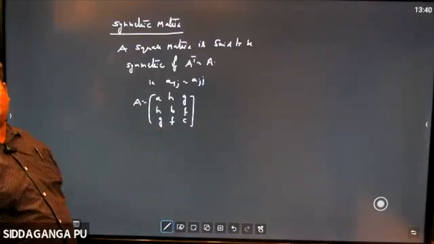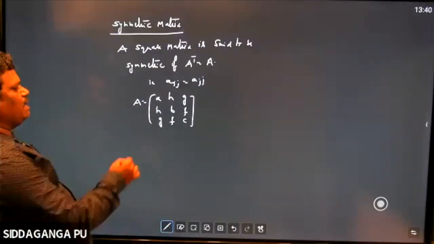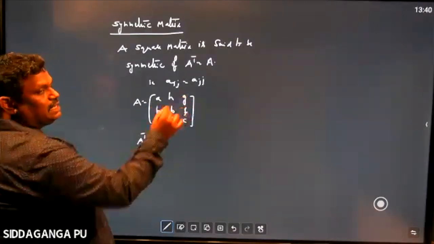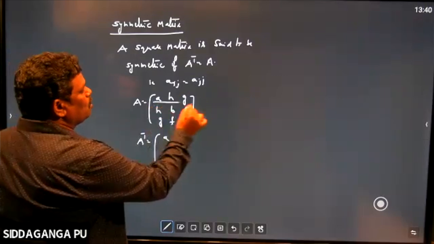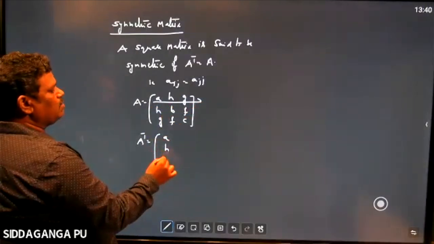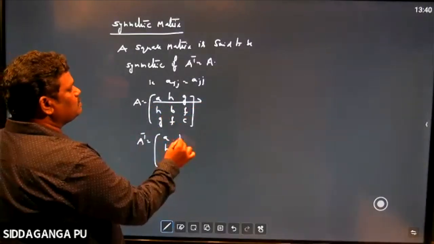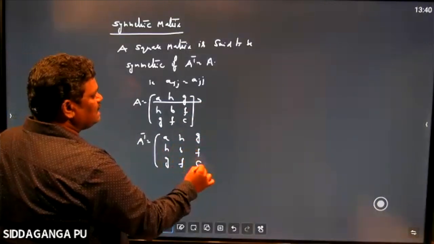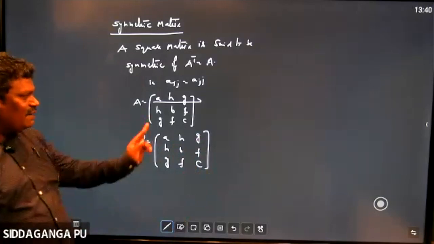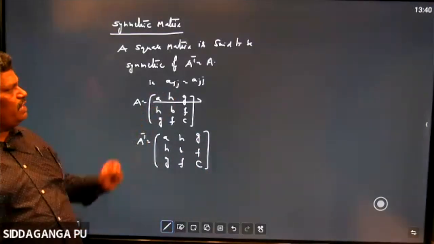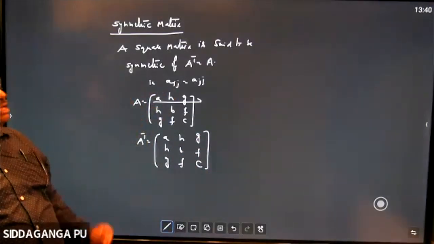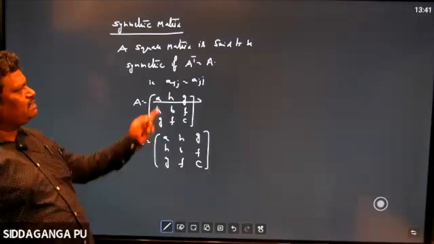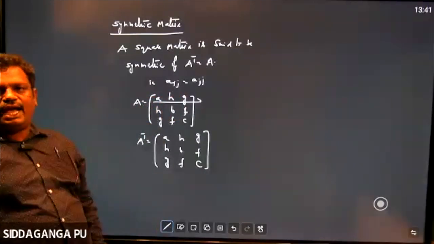Now if we apply the transpose of this matrix, we get the same matrix. A transpose is obtained by interchanging rows into columns. So the first row can be written as a column A H G, the second row H B F, the third row G F C. So this is the same as the given matrix. That's why A transpose is equal to A means this matrix is a symmetric matrix. This is the standard form of a symmetric matrix, with elements Aij equal to Aji.